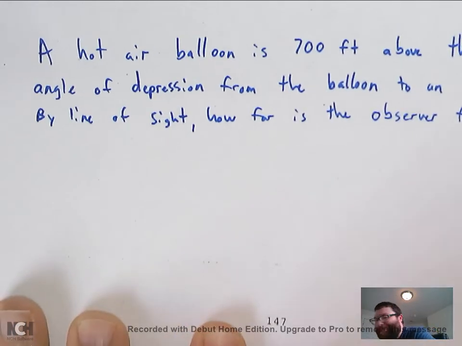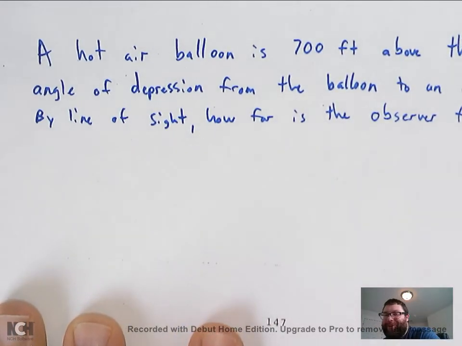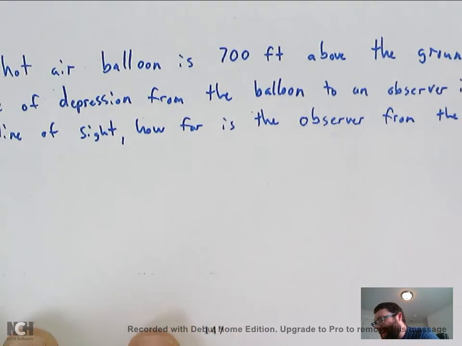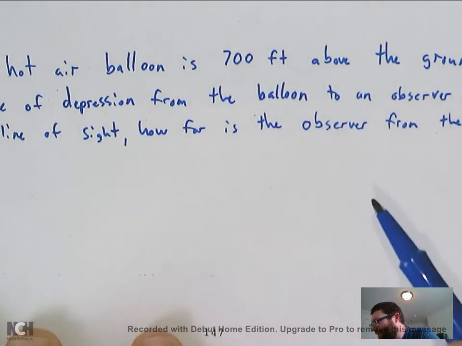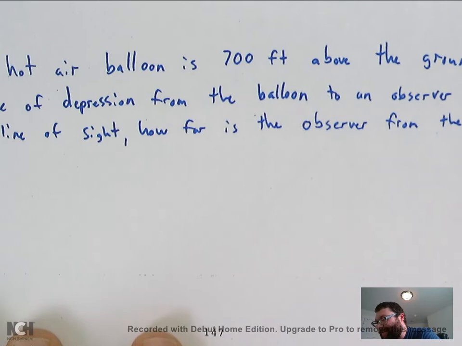All right, let's try another one. We've got a hot air balloon. It's 700 feet above the ground. The angle of depression from the balloon to an observer is 5 degrees. By line of sight, how far is the observer from the balloon?